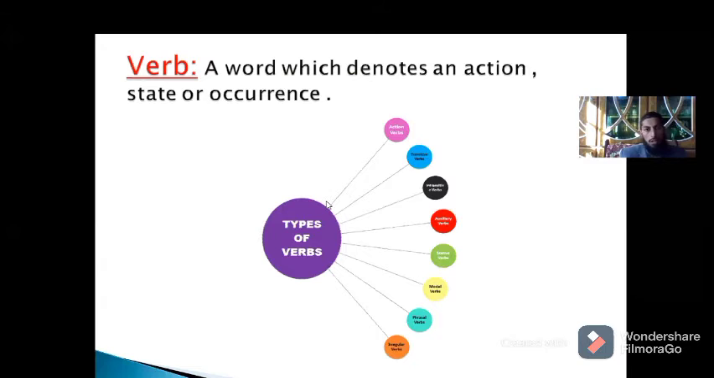The next has a detailed video on verb and its types. Here just the definition will be there. A word which denotes an action, state, or occurrence is known as a verb. It is the king of a sentence, the main or major part of a sentence. There are action verbs, transitive verbs, intransitive verbs, auxiliary verbs, stative verbs, modal verbs, phrasal verbs, irregular verbs, etc. These are the types of verb.